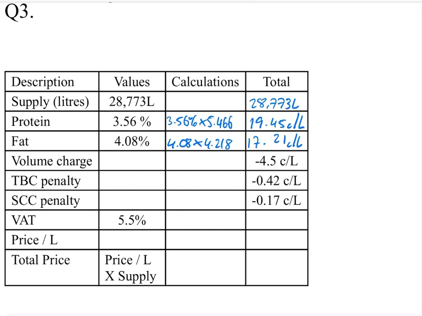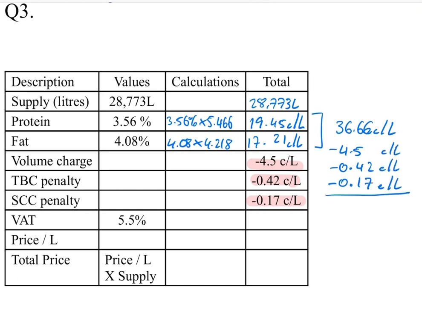Now, compared to the last question, we have a couple of deductions: minus 4.5, minus 0.42, and minus 0.17 for our volume charge, our total bacterial count, and our somatic cell count. Adding up our protein and fats, we get 36.66 cents per litre. Then we take away 4.5, 0.42 and 0.17 cents per litre, and we end up with 31.57 cents per litre. This is before the VAT, so that is our price per litre before value added tax.